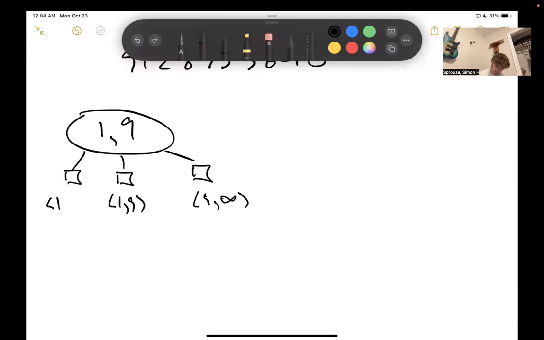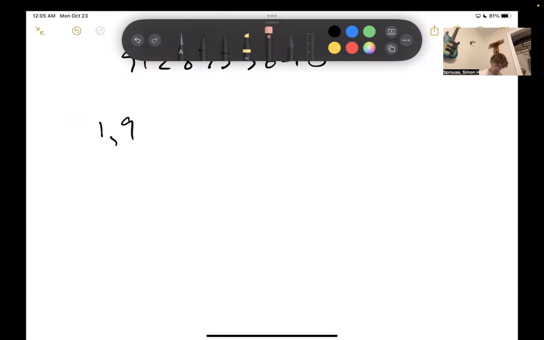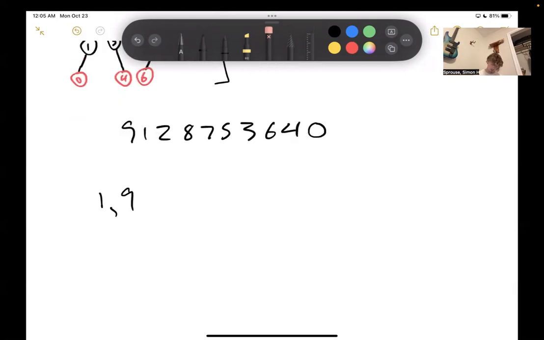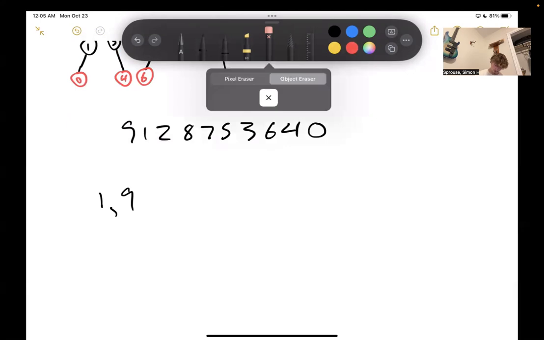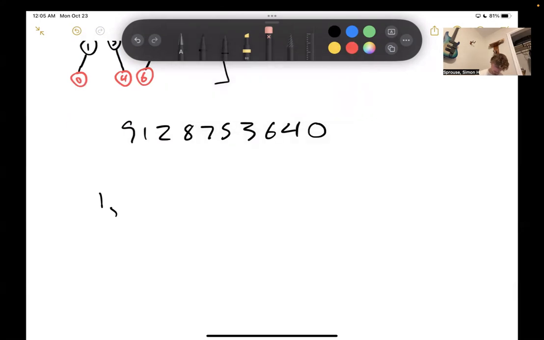Maybe I should be consistent with my notation here. I'm going to say this is negative infinity to 1. Yeah, so representing these different categories. But that aside, we've inserted 1 and 9. We should be good. Let's insert 2. So 2 is going to take up this spot here.